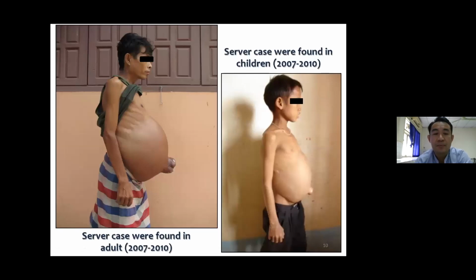We also found cases of severe Schistosoma mekongi in 2007 to 2010, with severe cases in adult persons and also in children. We also found severe cases of schistosomiasis.